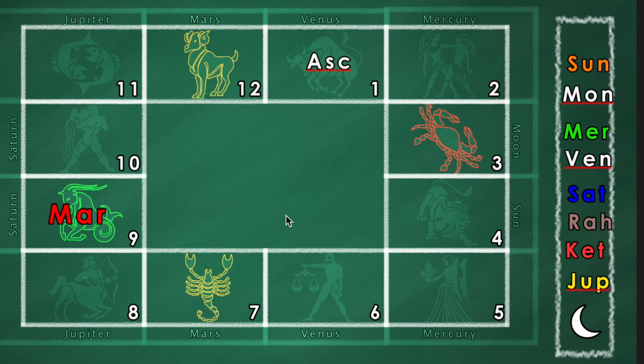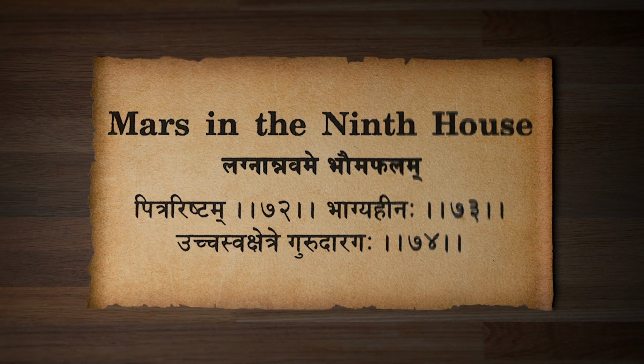As I told you in the beginning, there are just two lines of sloka for Mars in the ninth house. On the lighter side, I may say that maybe Sage Bhrigu never liked Mars in the ninth house because it was against Guru. So he wrote few things about it.